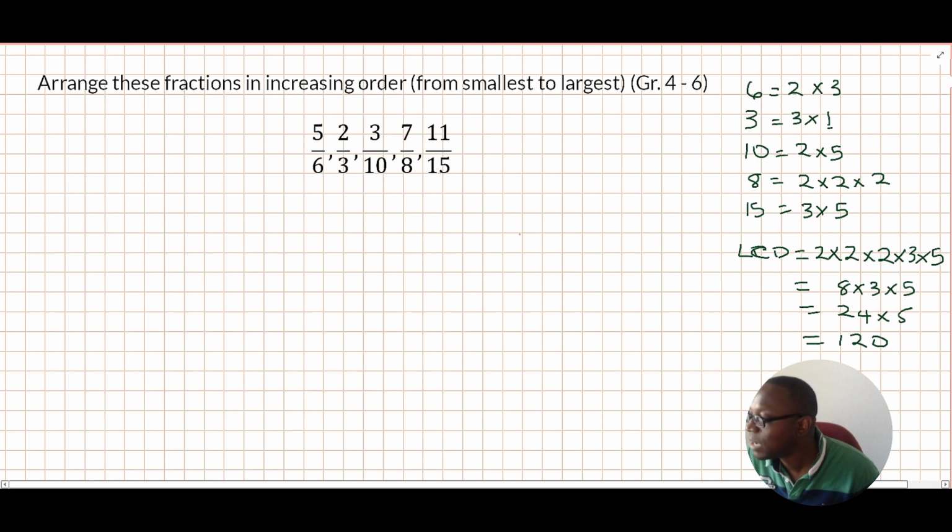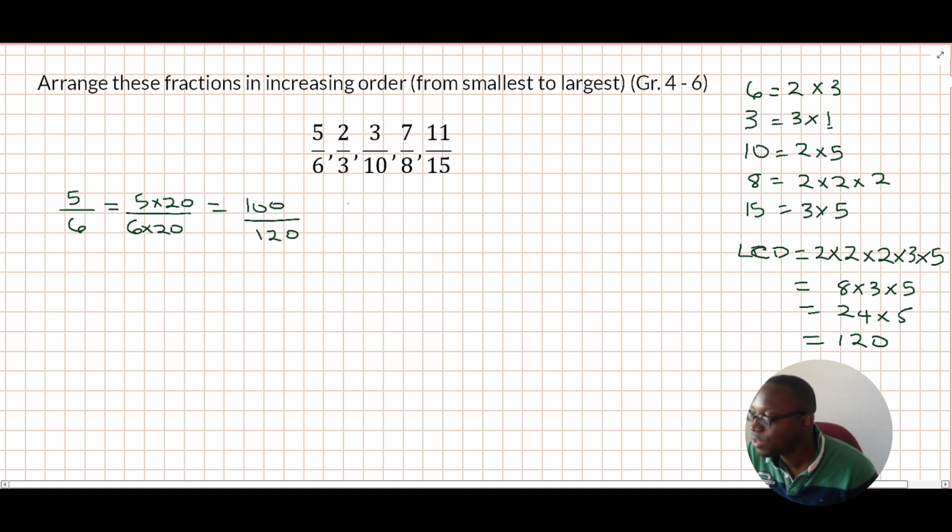So what we're going to do now is rewrite each of these fractions so that they have a denominator of 120. So we have 5 over 6. We're going to change this so that we have a denominator of 120. So I'm going to multiply 6 by 20, and then I multiply 5 by 20 as well. So this is going to give me 100 over 120.